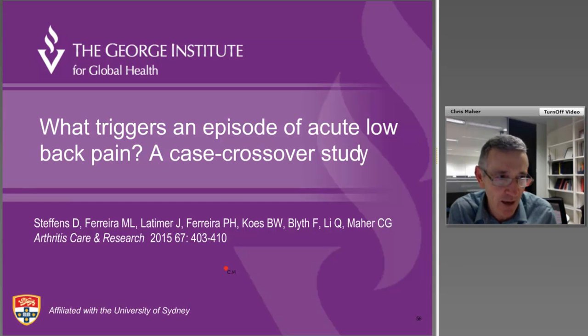And we've also mapped our data to weather data from the Bureau of Meteorology to evaluate the idea that weather or changes in the weather can increase your risk of acute low back pain. The particular study I'm going to present to you today looks at the standard triggers, and I'll explain that shortly.